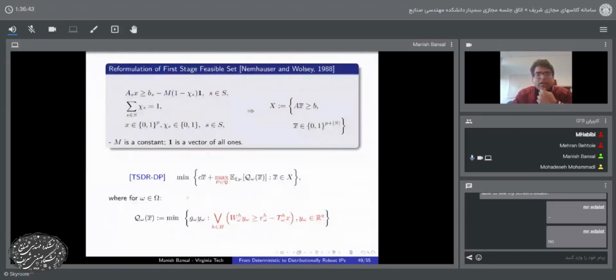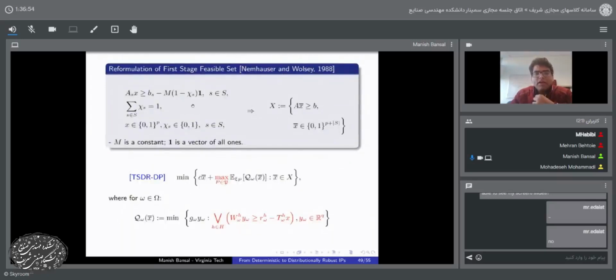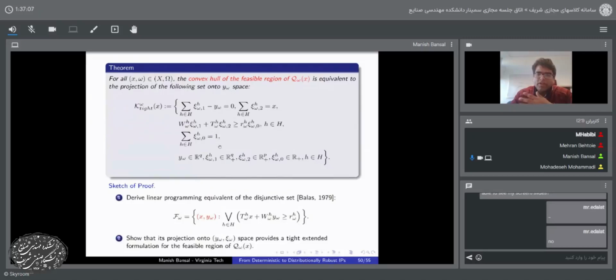I'll touch on two key things. For the first stage, we used a typical reformulation technique for disjunctive programs to obtain only binary variables in the first stage. And for the second stage, we used the convexification, since Balas has provided a convex hull description of disjunctive programs and some classes of inequalities for solving them. So we use those two frameworks in the two-stage setup. Note that we have one aspect, which is the presence of this X. The second stage is dependent on X, so we had to take care of that.